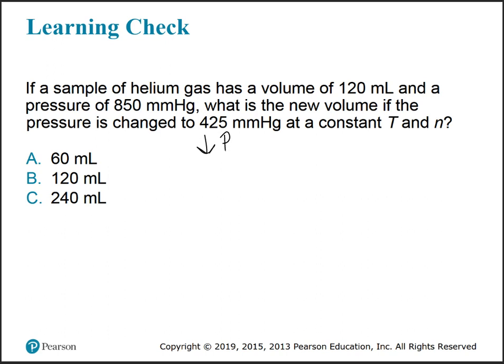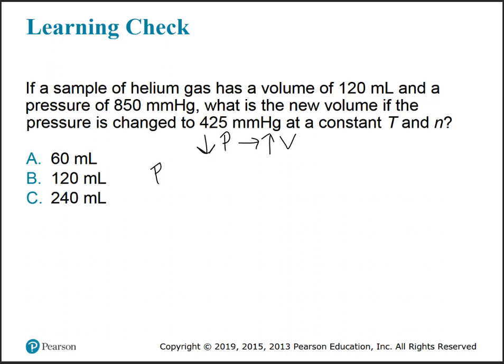If we're decreasing the pressure, our volume, is that going to go up or down? It's going to go up. It's going to increase. So that means that whatever new volume we get, it should be more than the initial volume that we were given in the problem. So now let's set it up.